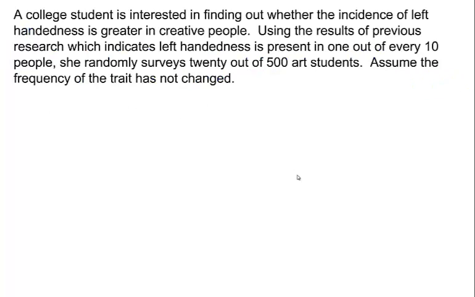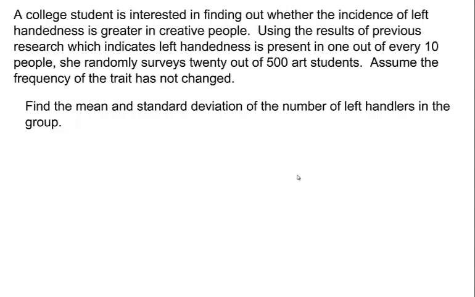Let's use this example to answer some questions about binomial probabilities. We'll work them out first by hand, then again using a TI-84 graphing calculator. A college student is interested in finding out whether the incidence of left-handedness is greater in creative people. Using the results of previous research, which indicates left-handedness is present in 1 out of every 10 people, she randomly surveys 20 out of 500 art students. Assume the frequency of the trait has not changed.